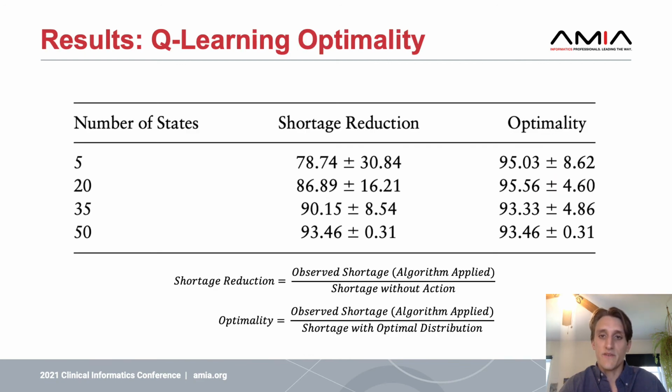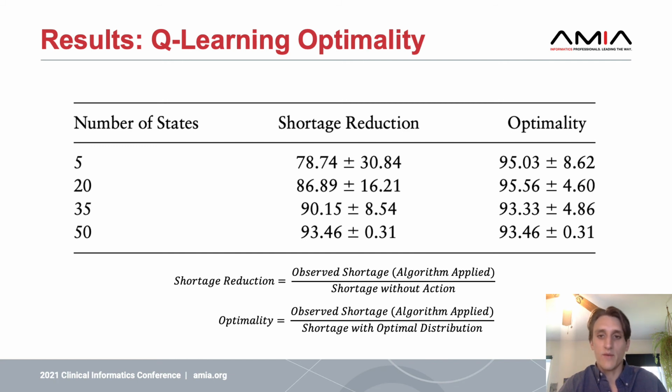We compare the performance of each redistribution algorithm in a series of simulations selecting 5, 20, 35, and 50 states in random order. 1,000 simulations for each. Using our best case demand predictions from the LSTM inference model, the same series of simulations is run for each redistribution algorithm. Shortage reduction compares the observed shortage with the algorithm applied to the shortage that would have been observed with no actions taken. Optimality compares the observed shortage with the algorithm applied to the shortage that would have been observed with a theoretically ideal use of ventilators and no shipping delays.